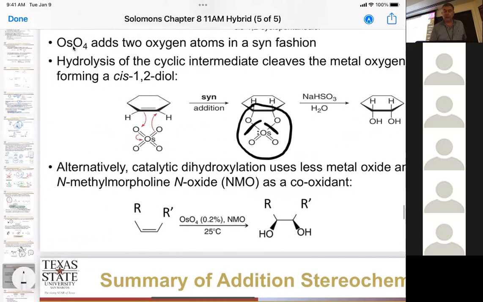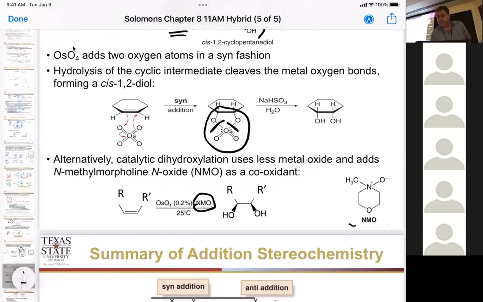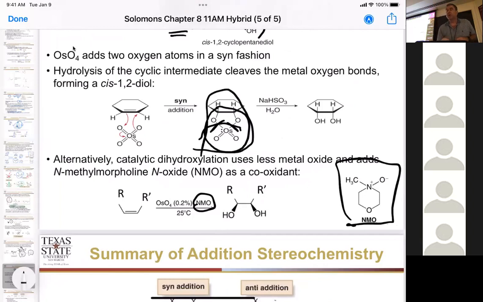Okay. Now, turns out that you can use the osmium catalytically if you use this right here, which is N-methylmorpholine N-oxide, which looks like that right here. What this does is this will oxidize the osmium dioxide, which is what splits off of here, back to osmium tetroxide. And so you only need to use a little bit. It'll just keep recreating the osmium tetroxide. The osmium tetroxide will keep making this five-membered transition state.